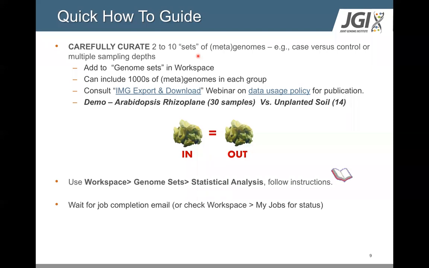Once you've created these genome sets or metagenome sets, you can then go to the statistical analysis tool. We have a user guide. And then once the test is launched, you just have to wait for an email to notify you that your job is completed. If you're impatient and want to see what's going on, you can also go to Workspace and check in My Jobs for the status of your job.